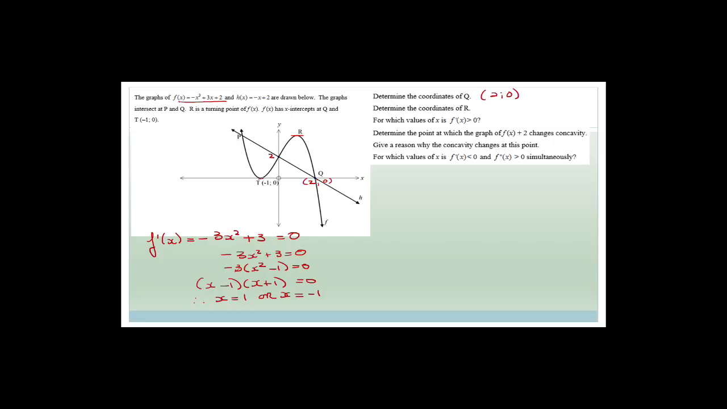That's perfect, because we know that this turning point is minus 1, 0, so this must be x equals 1. How do we find the y value? We're going to substitute 1 back into this formula. So f of 1 is minus 1 cubed plus 3 times 1 plus 2, which is minus 1 plus 3 plus 2, which is 4. So the value there is 4, and this is 1, 4.